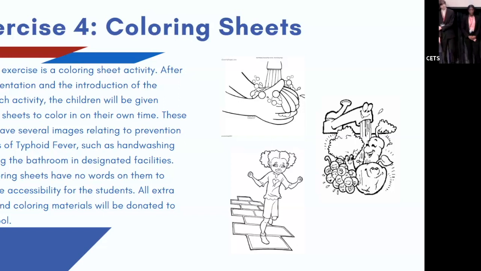And then the leftovers of our coloring utensils and our coloring pages will be donated to the school to be used in the future. The final and last benefit is that there's no words on either of our coloring sheets or our hopscotch mat. So there will be no language barriers when these games are being played, and the scripts and words and phrases that can be used can be translated into any language necessary.